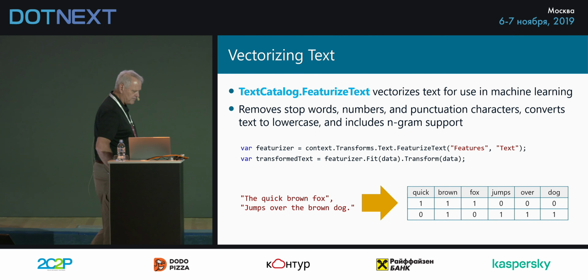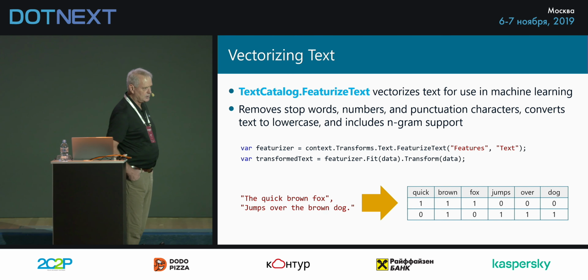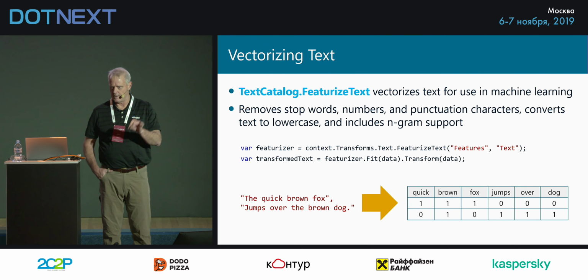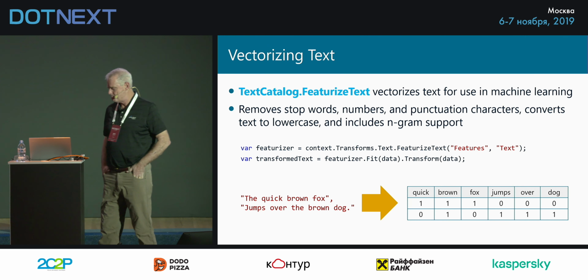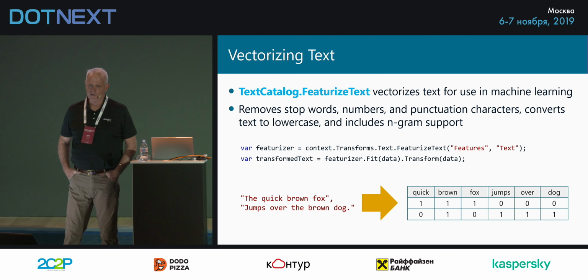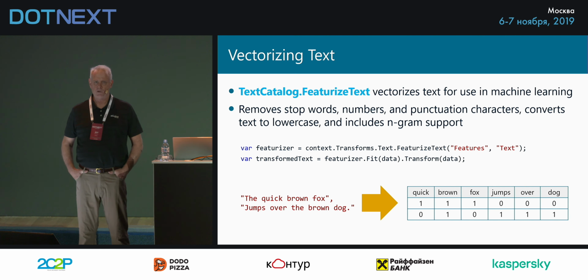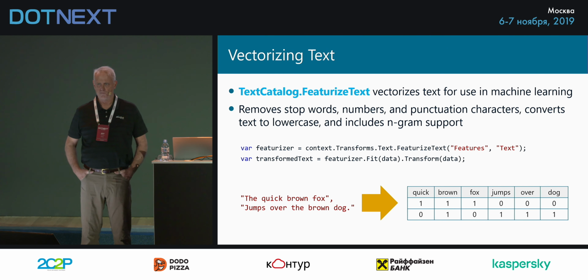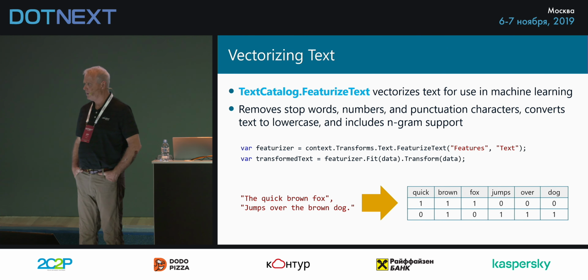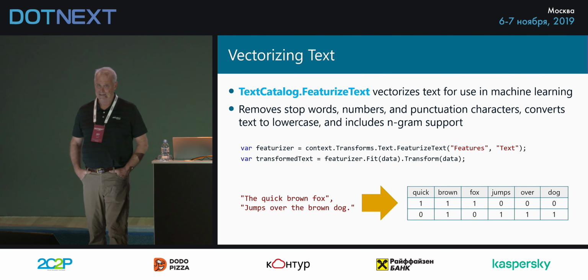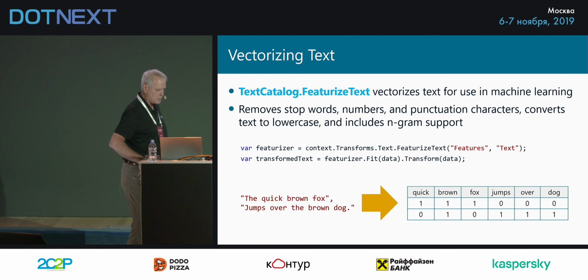Vectorization involves a number of things. Typically, you convert all the text to lowercase. You remove stop words that are insignificant, words like the and that and things like that. But there's more. We then turn the raw text into a table of zeros and ones by basically creating a data view that has one column for every unique word or combination of words, if we choose, in that corpus of text we're training with.